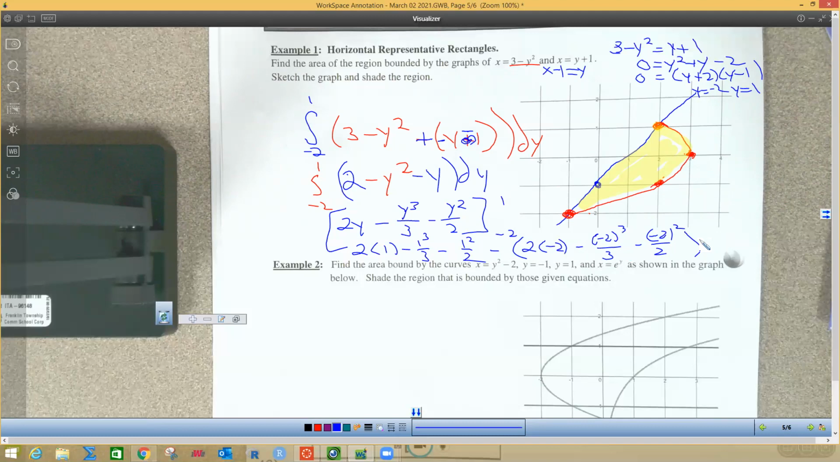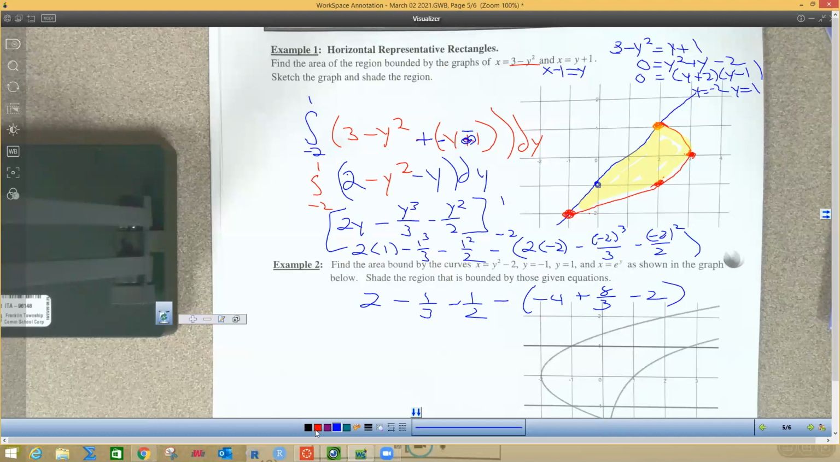Now that can be the answer in this class, but this would probably be a multiple choice question, so we're going to simplify. So we get 2 minus a third minus a half. And then this is minus all this stuff, so this is negative 4. That's negative 2 cubed, negative 8. And a negative 8 is positive 8 thirds. And then negative 2 squared is positive 4. So that's negative 4 over 2, which is minus 2.